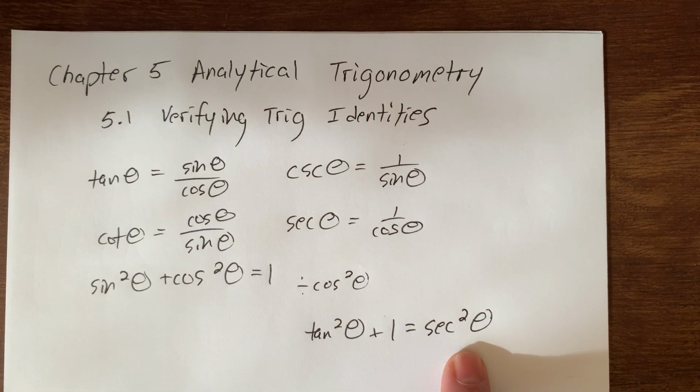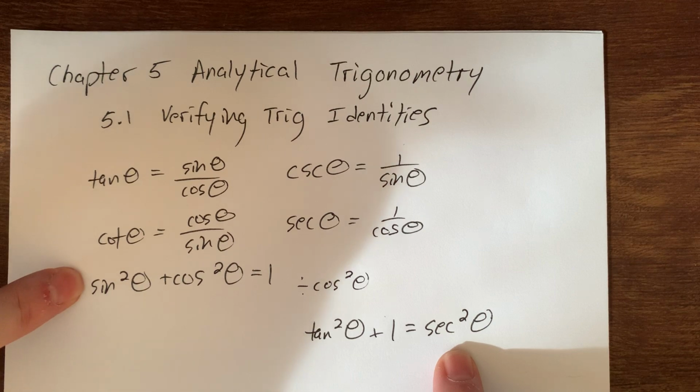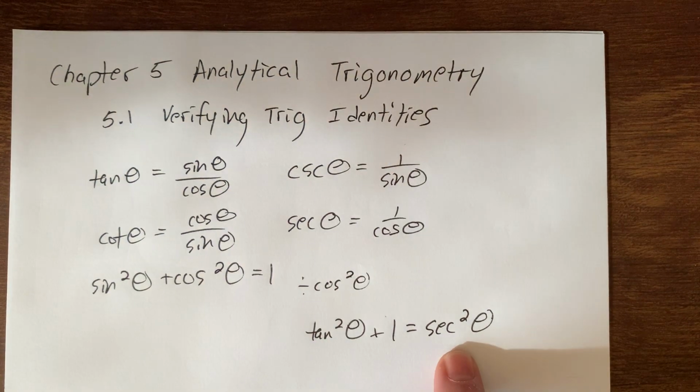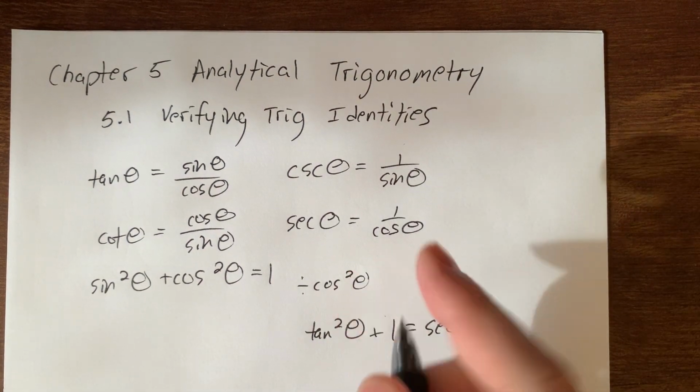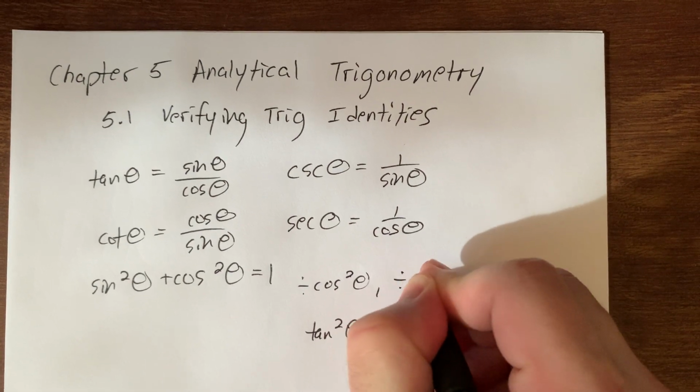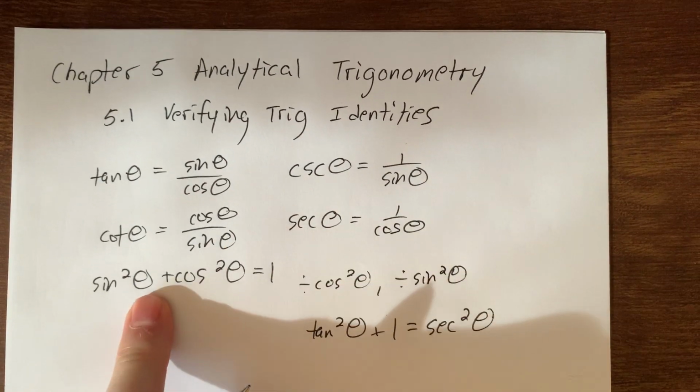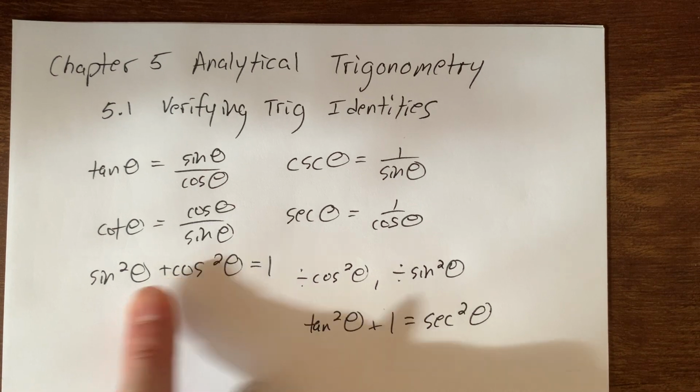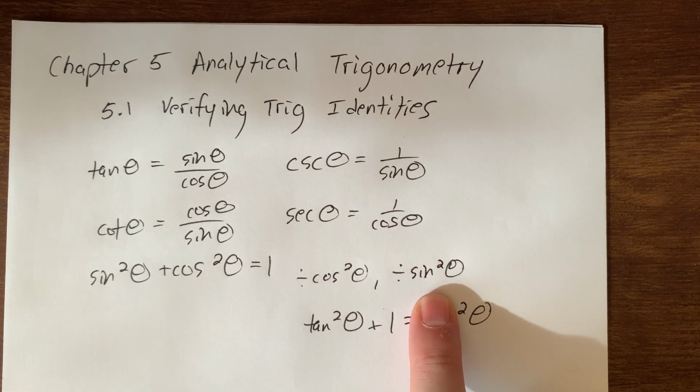That's another one of the identities that they list for you. This one, if we remember it, will come in handy. But again, it's closely related enough that for our problems, knowing the original one will be enough. But now let's take another look at that. Let's divide that same original Pythagorean trig identity, but now let's divide everything by sine squared.